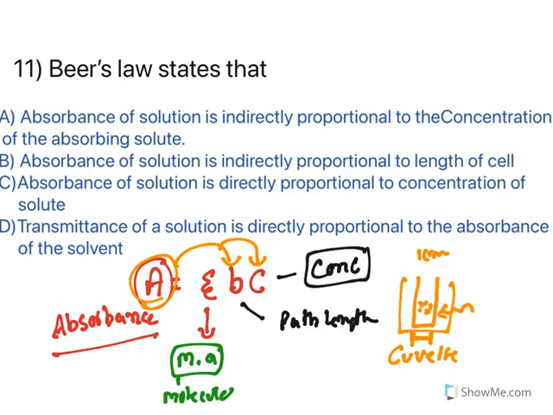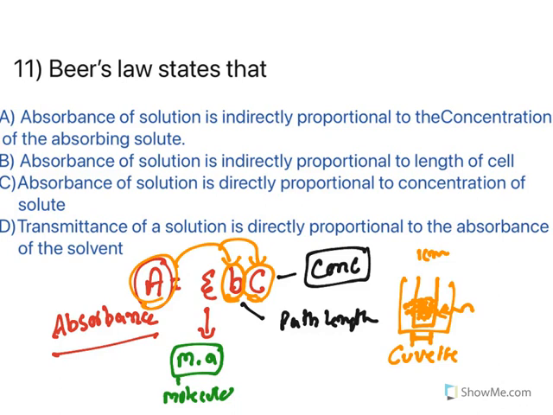So if you increase this path length, what happens? More molecules will be there, so more absorption will be there. That is what path length is doing here. Concentration, if you increase concentration, what happens? More solute molecules will be there, so absorption will be more. So absorbance is based on concentration and path length. That is what Beer's law is about.